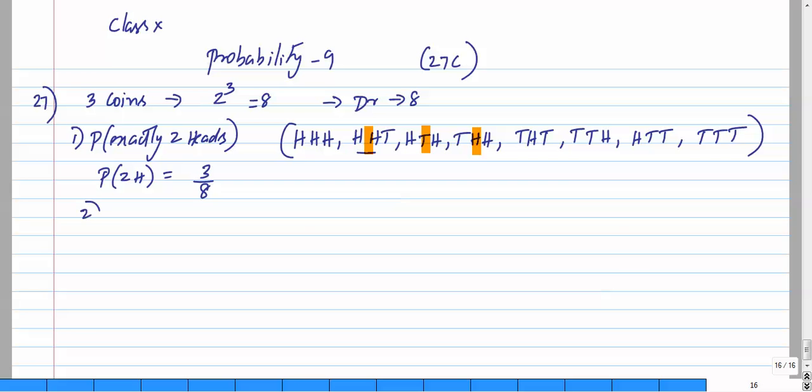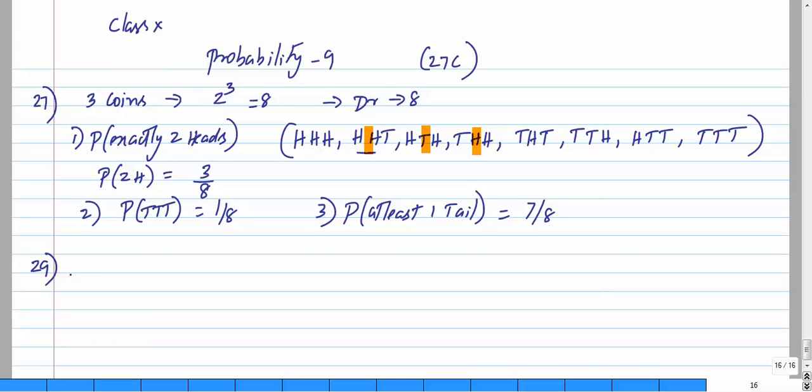The next question asked is, what is the probability of all tails? T, T, T. It's obviously 1 upon 8. And the third question, what is the probability of at least one tail? At least one tail. At least means it should have at least one tail. So we can see that other than this first option, everything satisfies. So it is 7 upon 8.